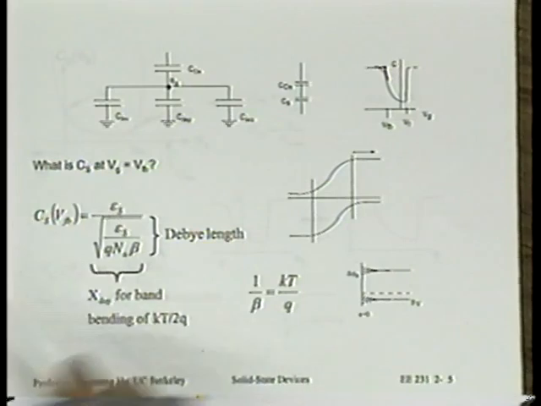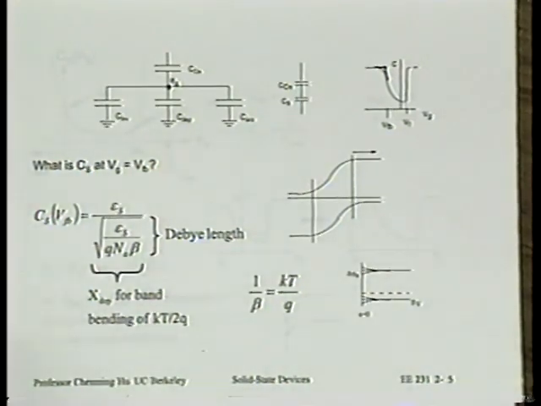What is Cs at Vg equal to VFB? Well, it turns out we can answer the question the same way that we did for the previous question: what is Cs at Vg equal to Vt? There is a complication, however. Because of that complication, I will not work this out with you. You may find it interesting to work it out as an exercise, and then by all means do that.